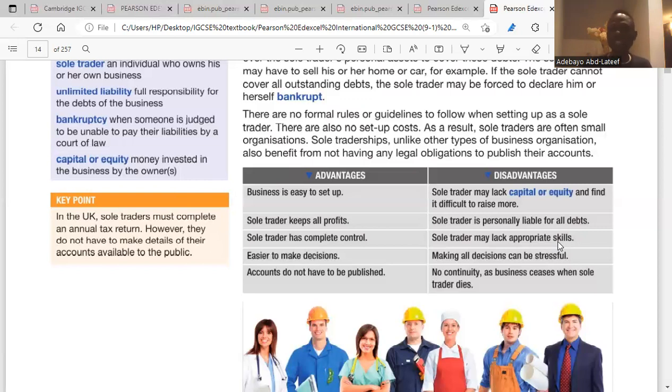No continuity, as the business ceases when the sole trader dies. The end of the owner of the business means the end of the business. Is it clear? Yes, it is. So that's all about sole trader. Is this a disadvantage? Yeah, when the owner of the business dies, the business is over. There's no continuity. And remember, in accounting, there's what we call a going concern concept. Why is it a disadvantage? It's a disadvantage because the business that you've put so much effort to put together, because you are dead, the business is over.